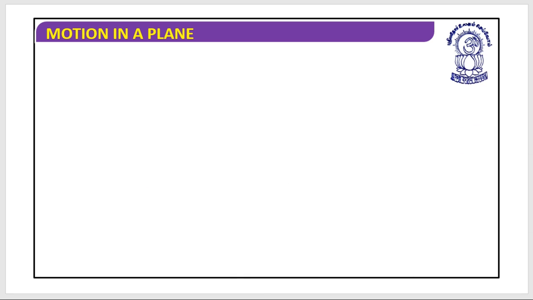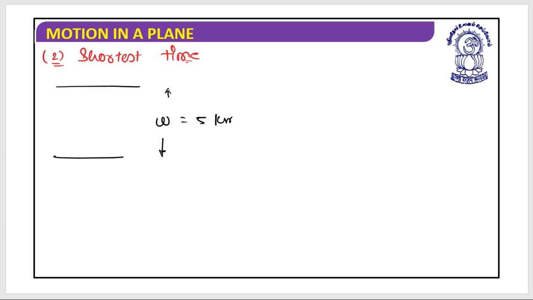Let's then move to the shortest time, the second approach. The approach of shortest time. Let me redraw the situation again. This is the width of the river, and this is 5 kilometer. Here it says that the person can swim with a speed of 5 kilometer per hour. And here I want the shortest time. So to travel in the shortest time, I need to jump directly perpendicular to the flow of the river. This is Vr, and this is Vs, that is the velocity of the swimmer.